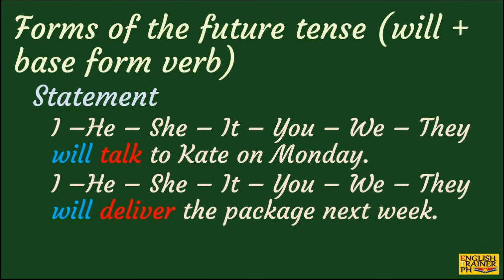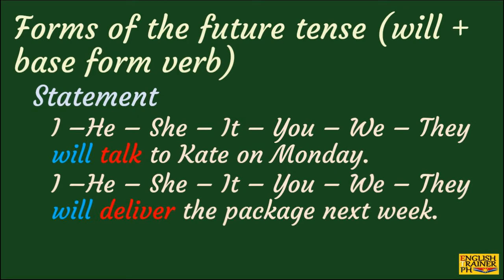The easiest way to form the simple future tense is by adding the auxiliary verb will just before your main verb, and your main verb should be in its base form. You see in our example that we have all our pronouns here, and we can change it into any subject that we want. We will add will, and then we will add our verb. So I can say I will talk, he will talk, she will talk, it will talk, you will talk, we will talk, and they will talk.